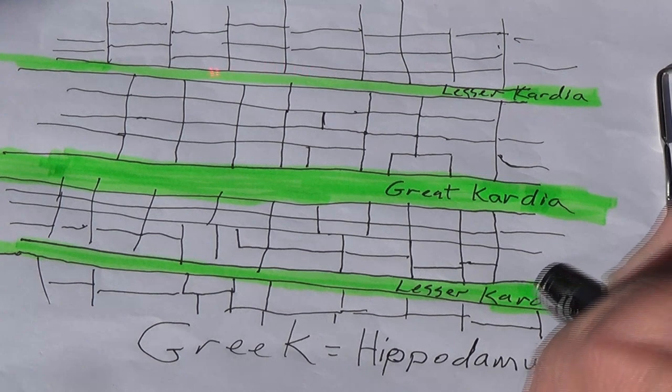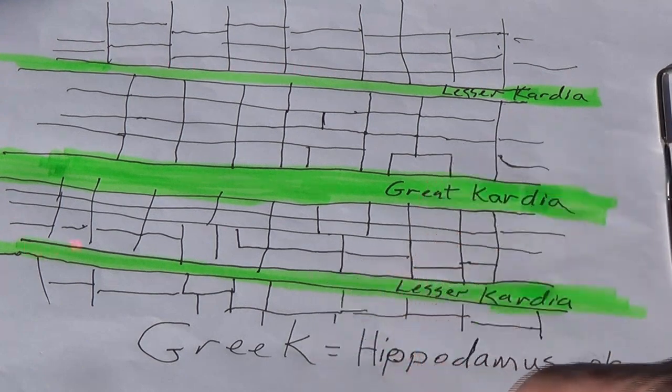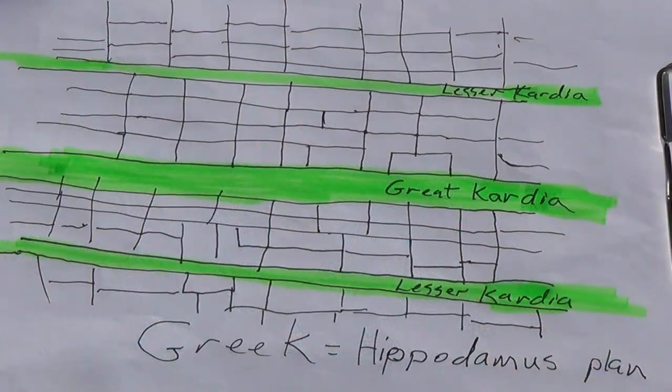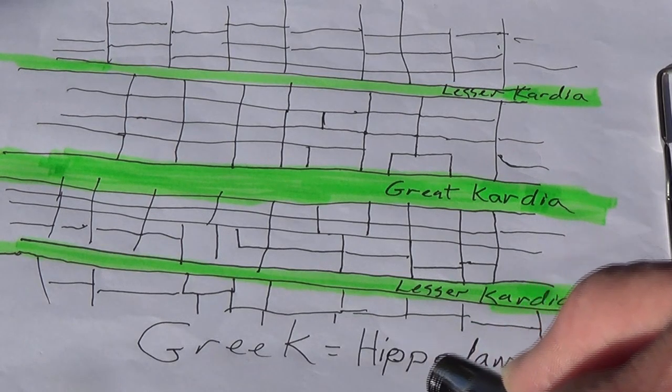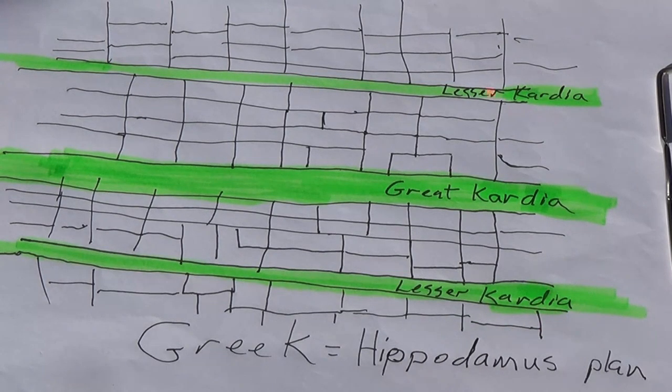These are called cardia. Some of you doctors out there will know cardia means heart. And these were the heart of the city. And so the streets went off from this main cardia. And you had the main cardia, the larger one, and then you had 2 lesser cardia, all running parallel. And this was the Greek pattern of how they would do these cities.